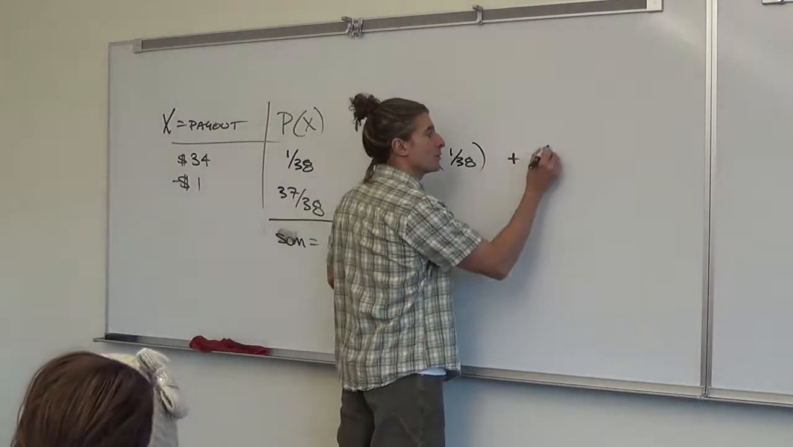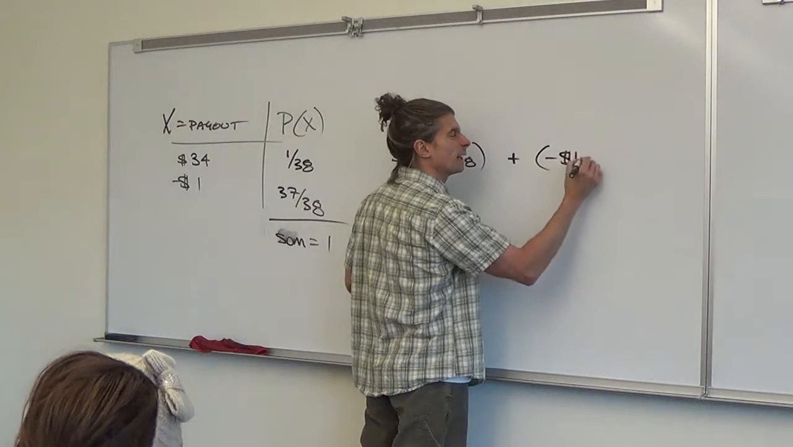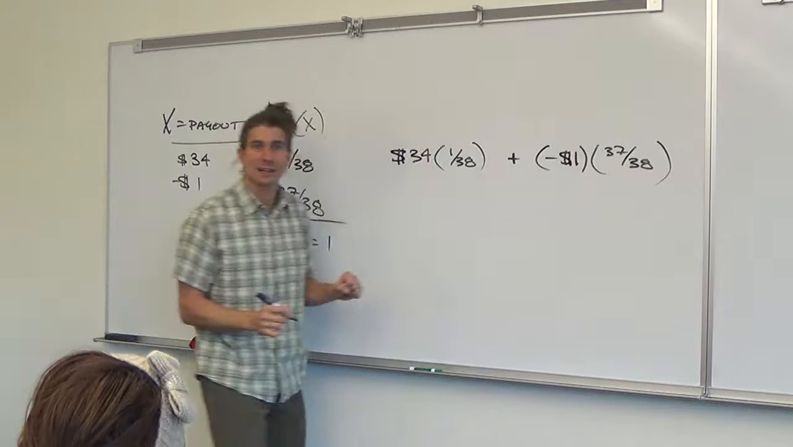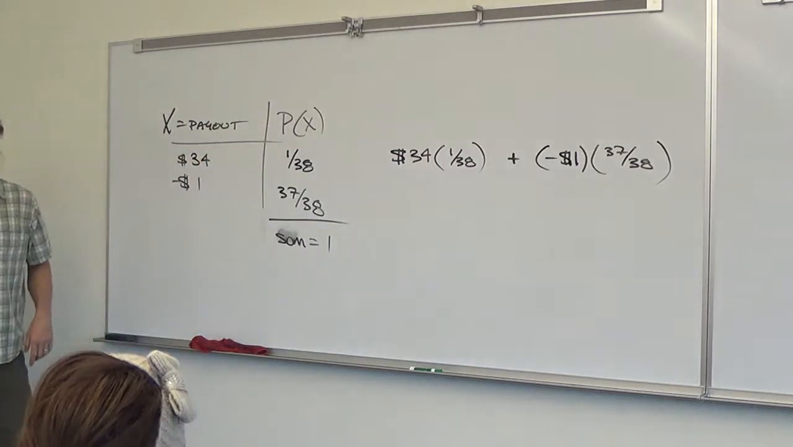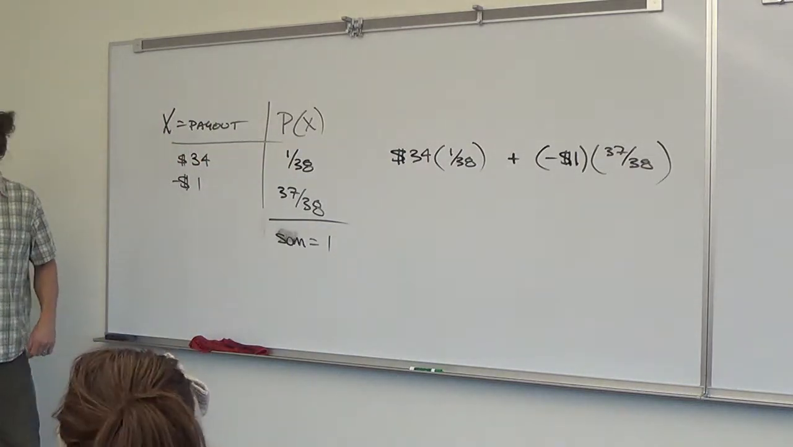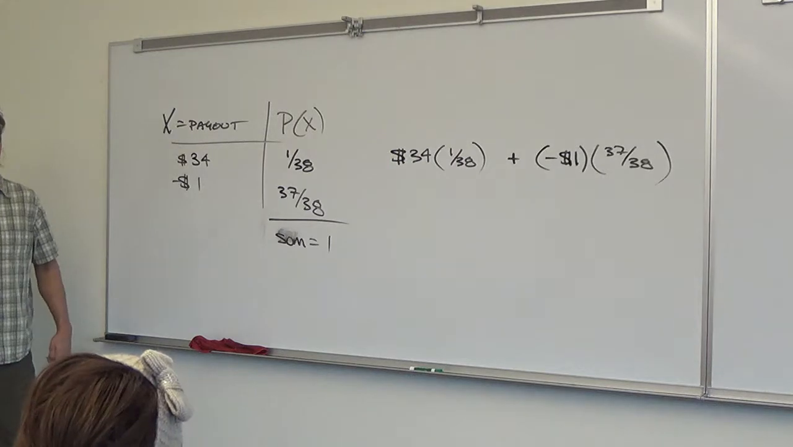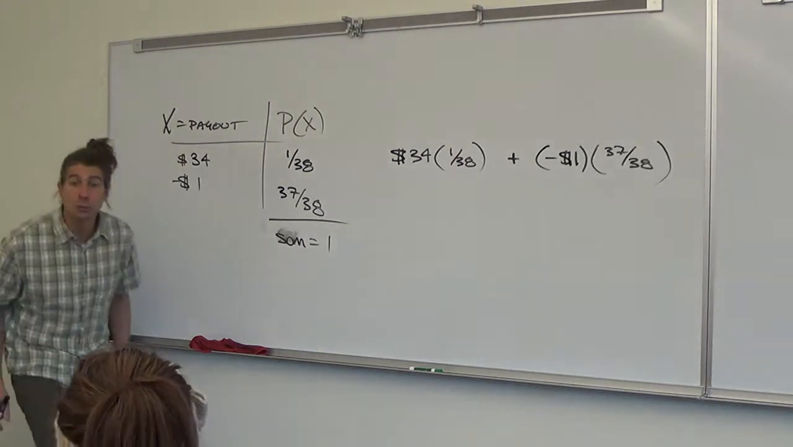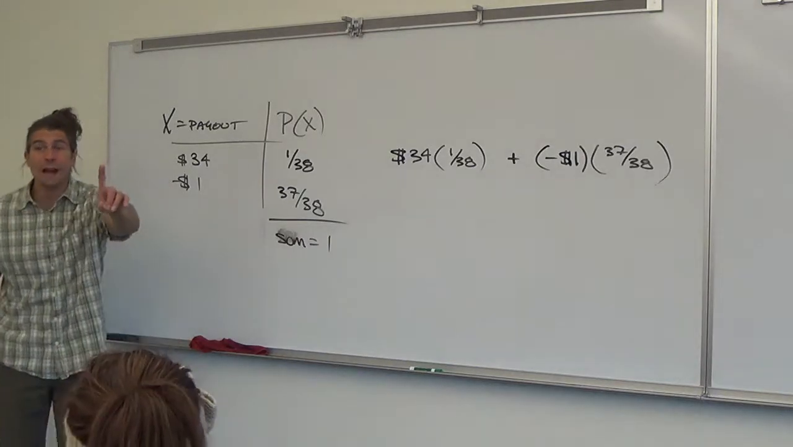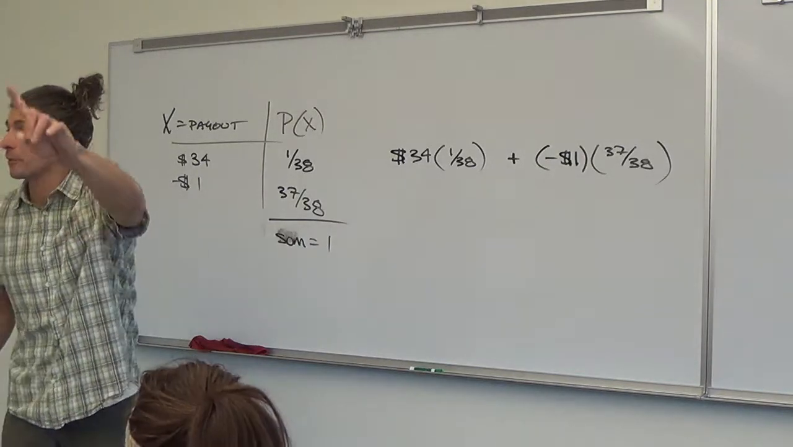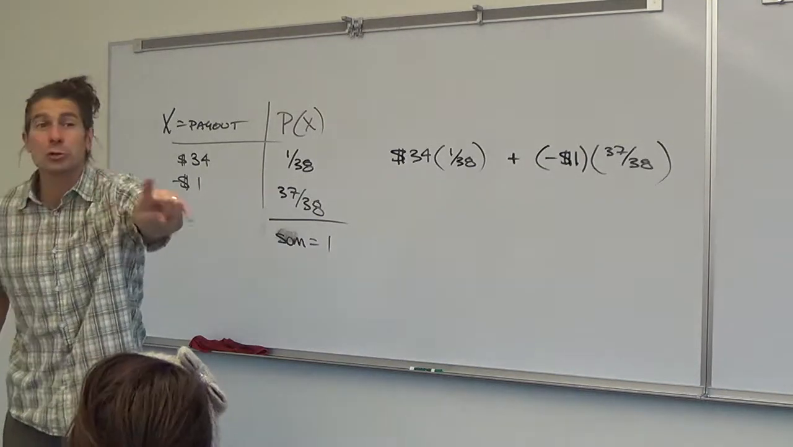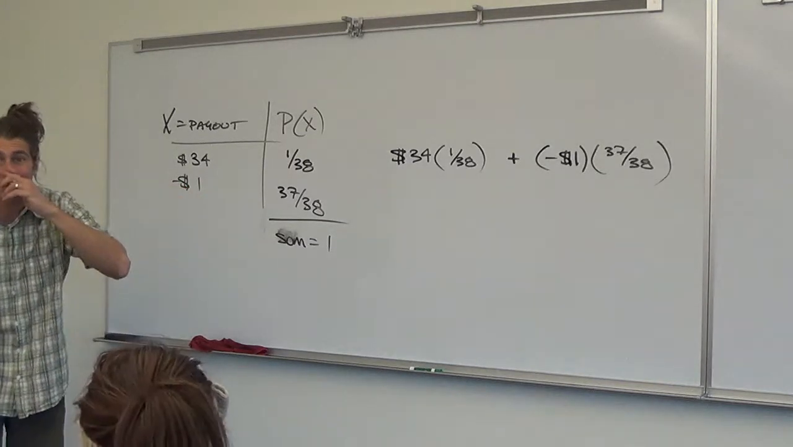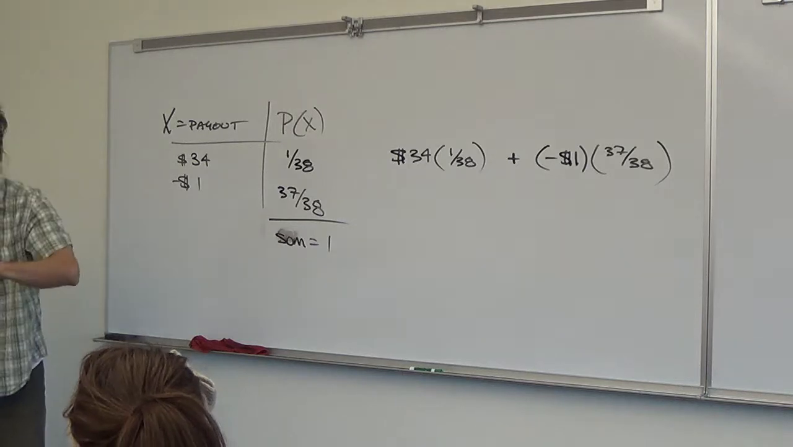Plus, you've got a -$1 times 37 out of 38. Yes? Which means the other 37 out of 38 times, you're throwing $1 at the dealer and not getting anything back. You should! What you will learn after today is not that you shouldn't go to Vegas. It's that you shouldn't go to Vegas with the expectation you're going to come back richer. More on that when we finish.